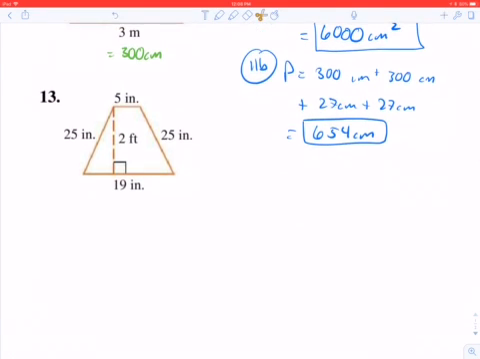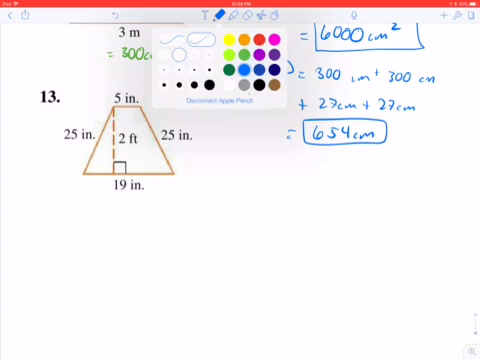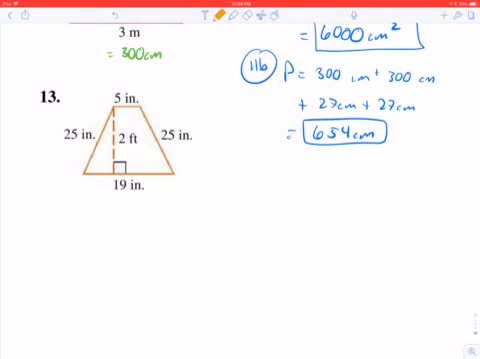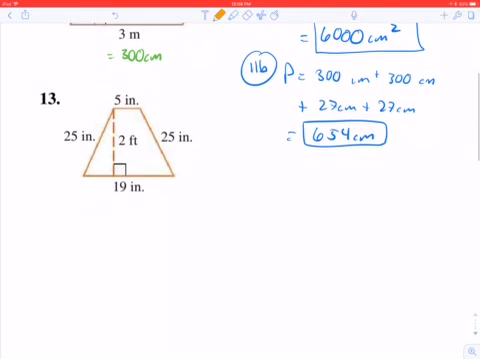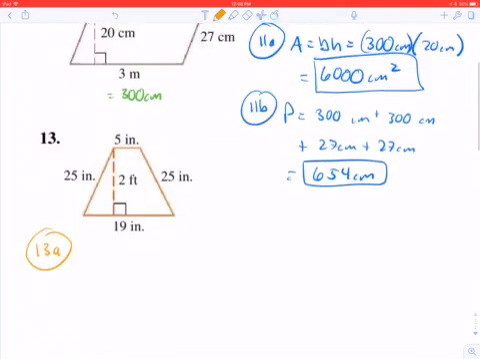Then number 13, that's fine. So then 13A, if we're finding, again, the area.